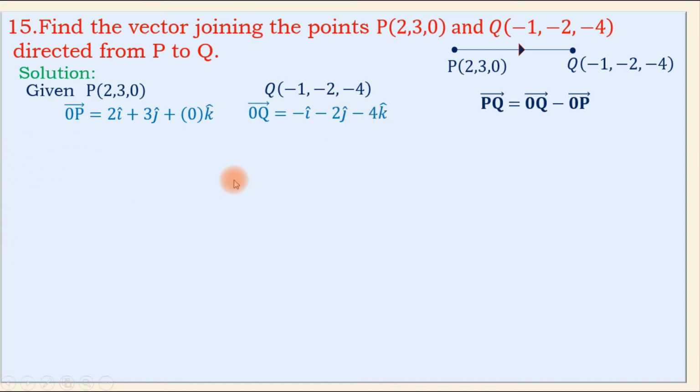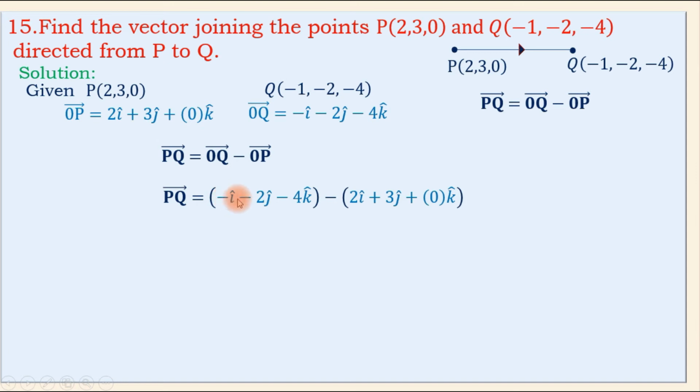Now we are going to find the vector joining the points P and Q directed from P to Q, that is PQ vector equals OQ vector minus OP vector, that is minus i cap minus 2j cap minus 4k cap minus of 2i cap plus 3j cap plus 0k cap, that is minus 3i cap minus 5j cap minus 4k cap. So this is the vector joining two points directed from P to Q.